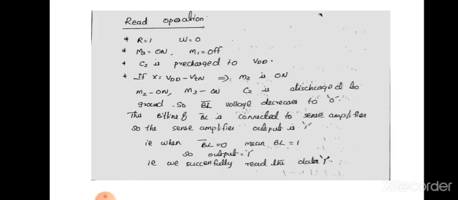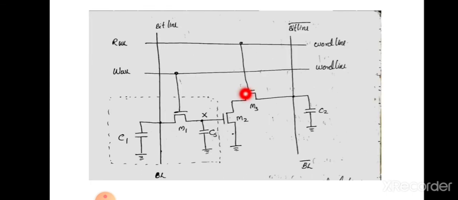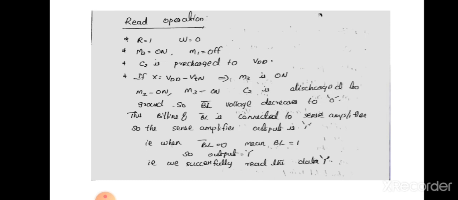Suppose, we are concentrating now on the read operation, in this area. Suppose x is connected to the gate of M2. If x is a high value, then M2 will be on. If x is a low value, M2 will be off. X high value means memory contains 1. So if x is equal to VDD minus VTN, then M2 is on.